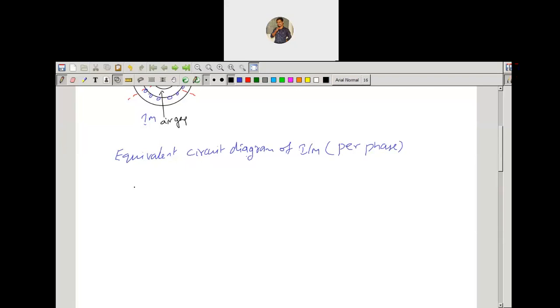So this is a power supply. Let me take the supply voltage as V. This power supply is given to the stator part. The stator has a winding, which has the stator resistance, which I'm representing with R1, and also some inductance, the leakage inductance, the stator reactance, which I represent with X1.